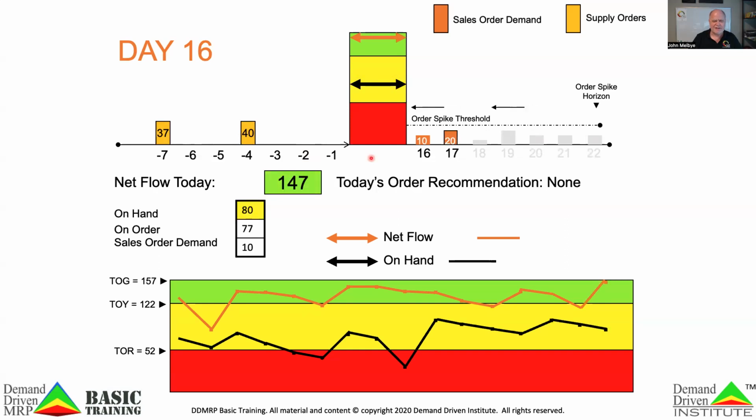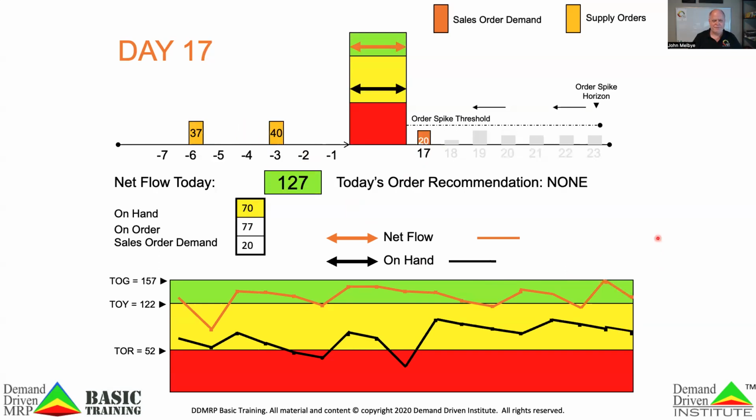Which means on day 16, we have 37 and 40 on order. We have a sales order demand of 10, which means we're not going to place an order, and we're not nervous about our on-hand balance either. Day 17, we have a net flow of 127. Don't need to place an order. Got sales order demand of 20.